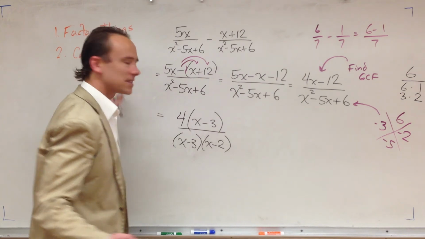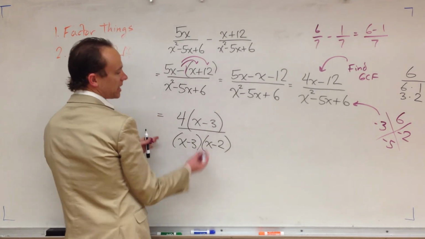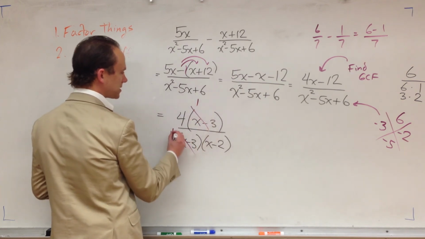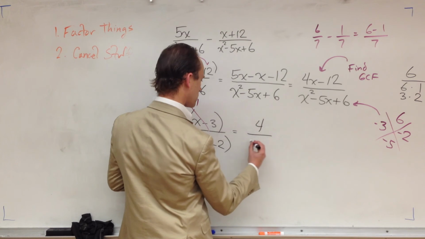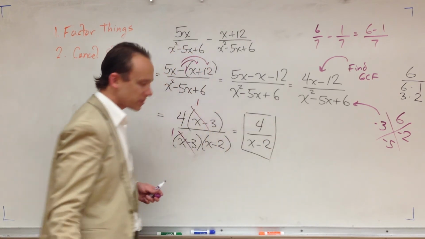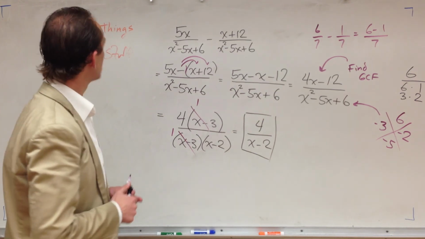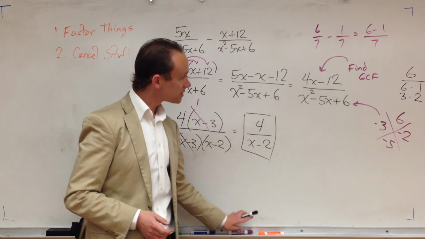Yo, let's cancel some stuff. This is it. This is the fun part here. We just look for the things that are the same. Oh, boom, I see you, x minus 3. You get that? 4 over x minus 2. That's how we do. This is simplifying rational expressions.